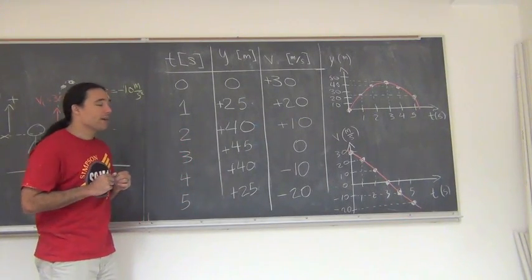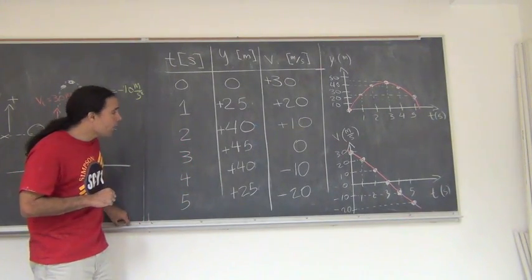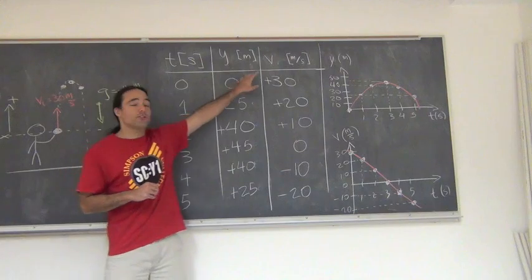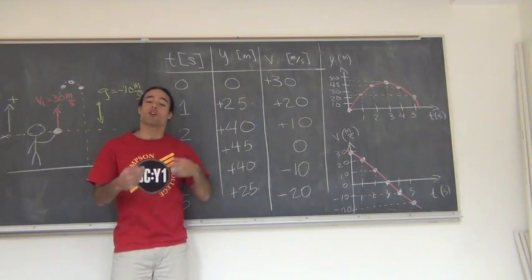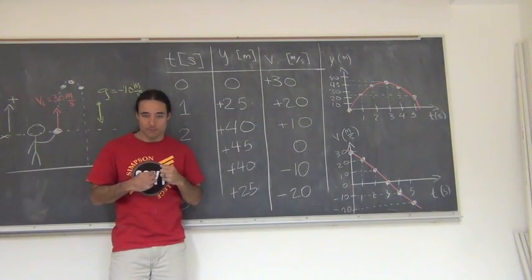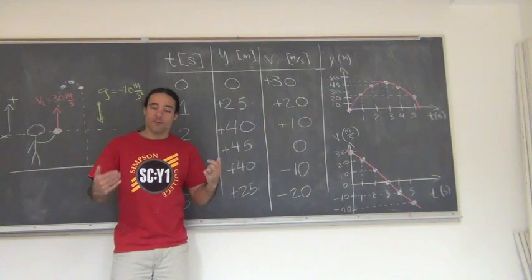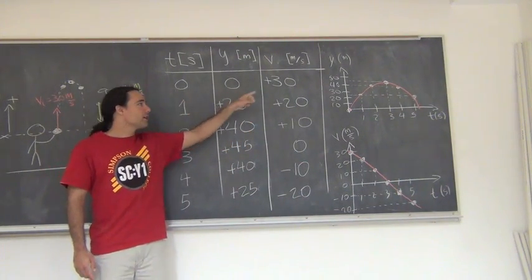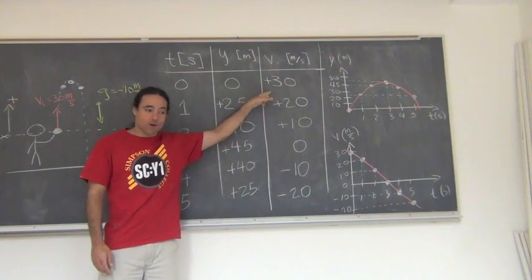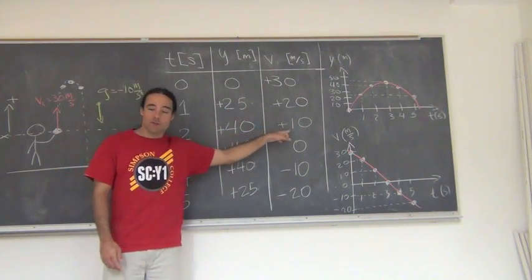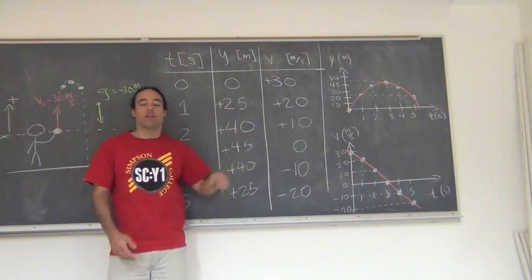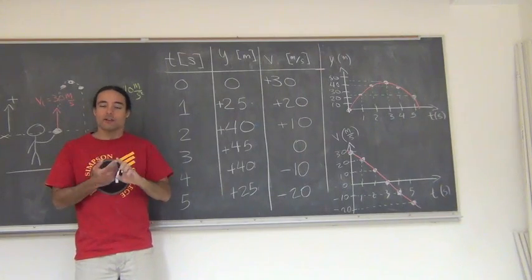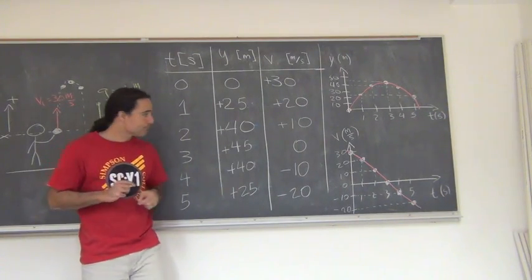A couple of things to point out about this. We talked about our velocity. Really, this velocity has a name. It's our instantaneous velocity. Velocity itself is changing. However, right at 0 seconds, my velocity is 30 meters per second. Right at 2 seconds, my velocity is 10 meters per second. At that instant, I can look at and define the velocity.